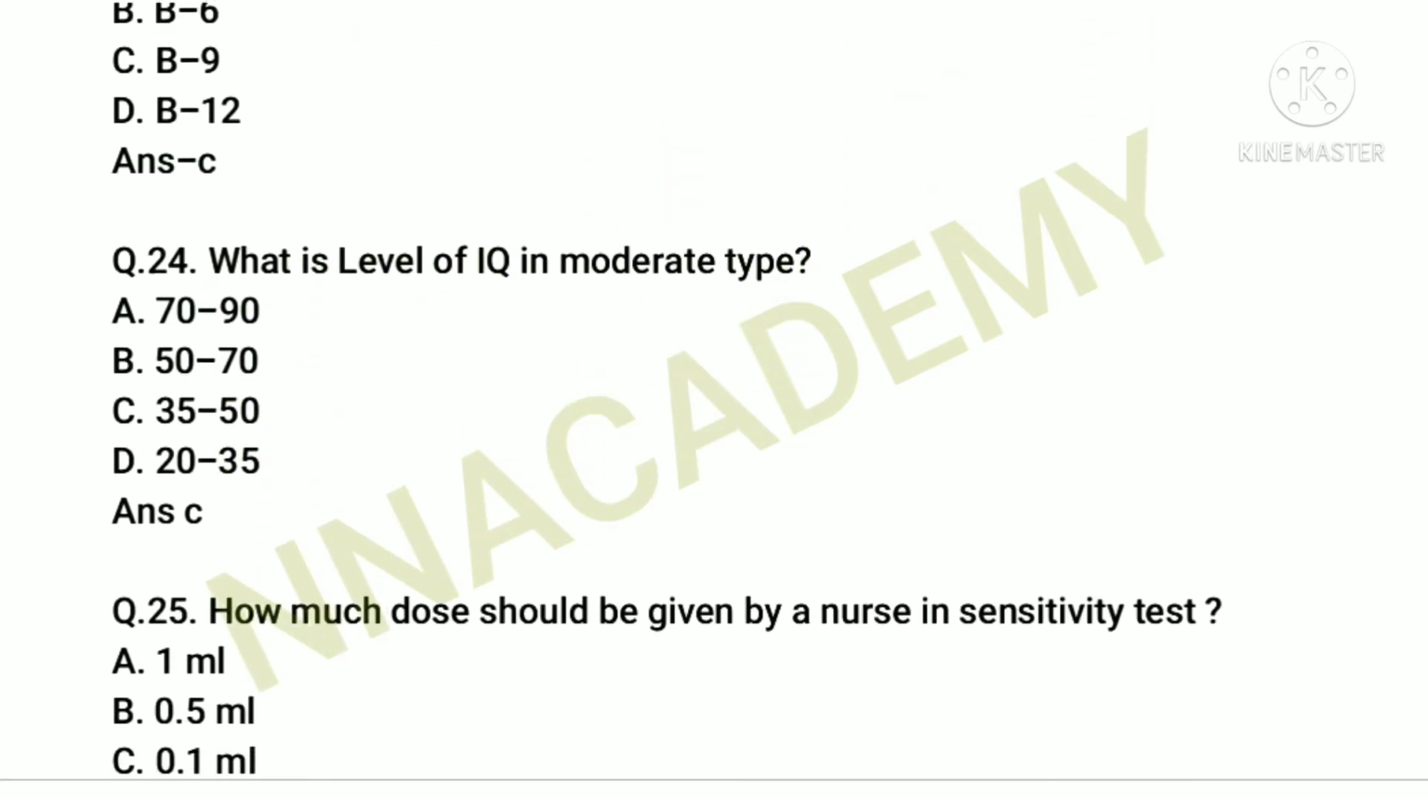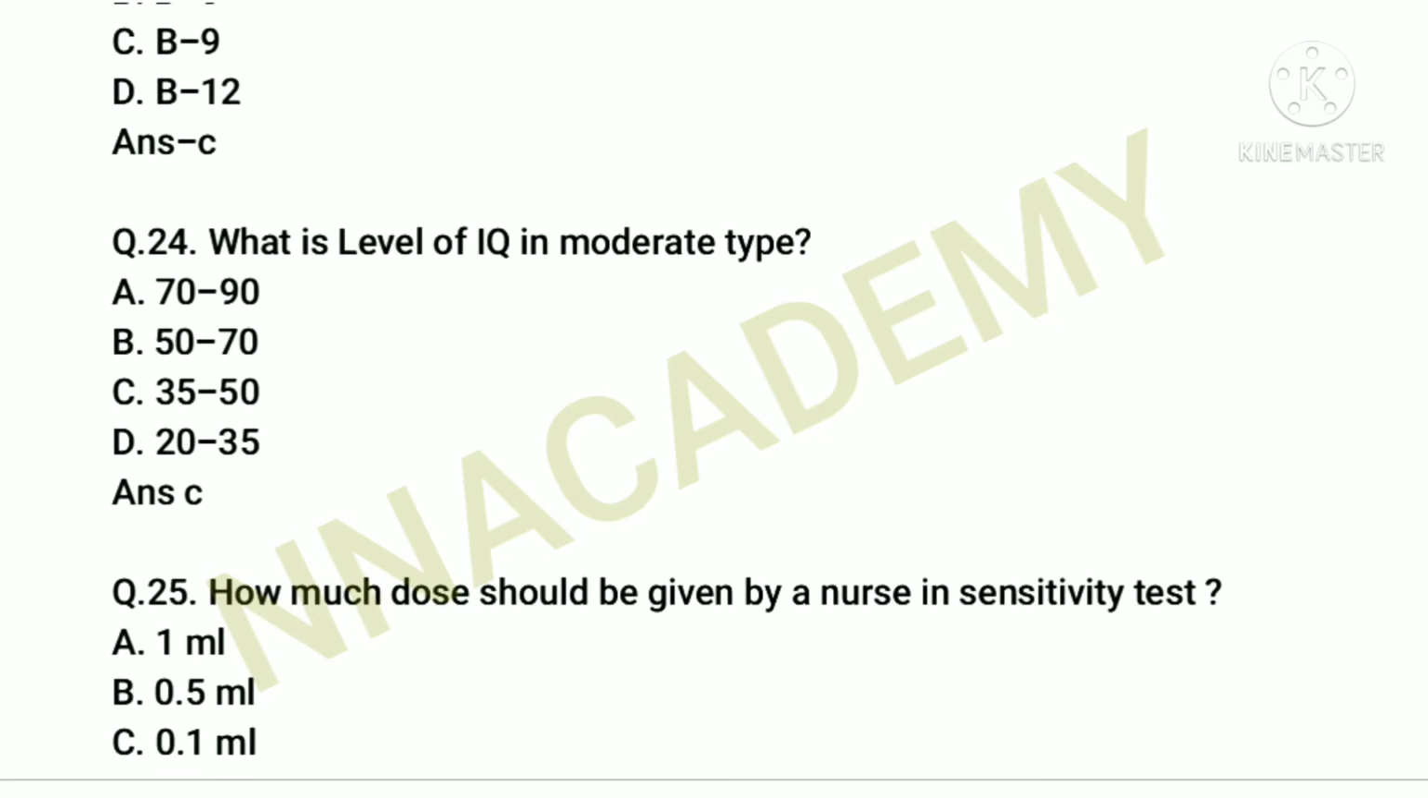The next question is, what is the level of IQ in moderate type? So we have 3 levels of IQ, right? So the right answer here is 35 to 50 is the moderate type, the moderate level of IQ.